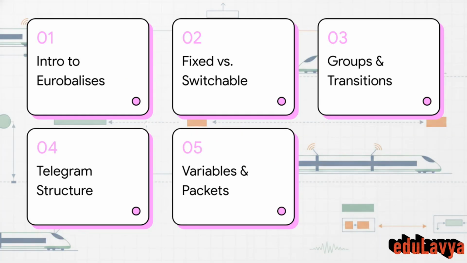So let's take a quick look at our agenda for today. We'll kick things off with an introduction to Eurobalises. Then we'll break down the differences between fixed and switchable variants. After that, we'll cover how Balise groups manage transitions, look at the overall ERTMS/ETCS telegram structure, and finally, decode everything by looking at variables, packets, and messages.